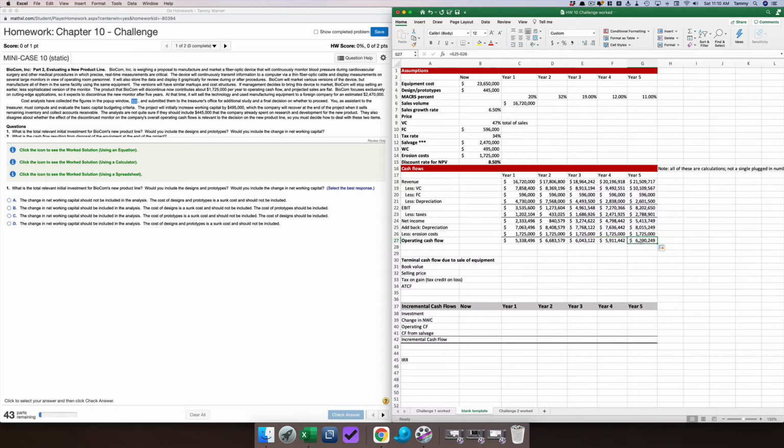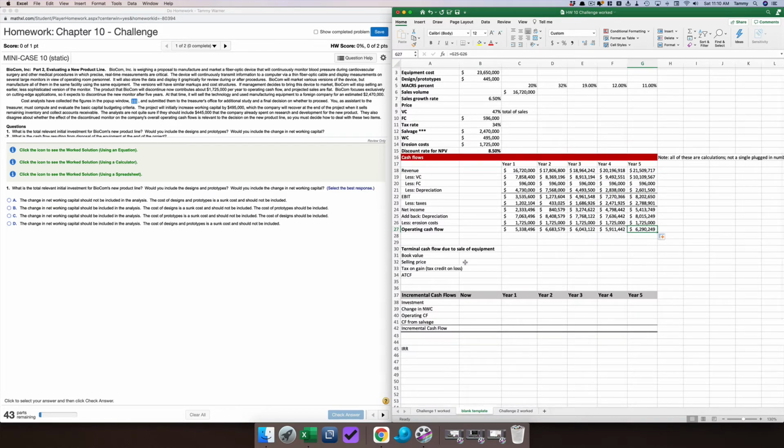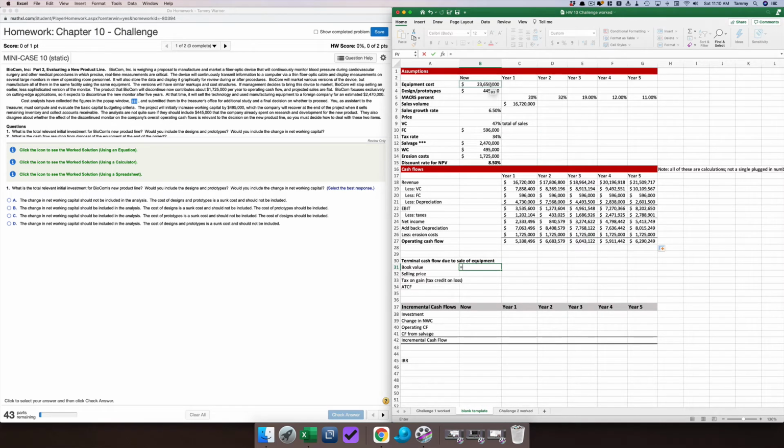Okay. Now, next challenge. We've got to figure out our terminal cash flow due to the sale of the equipment. If you remember, the way that you calculate that is you look at the book value, which is the purchase price minus the sum of all the depreciation. So let's get that one figured out. Our equipment cost was $23,650, and we are going to add up all of our depreciation expenses here. There we go. 1.419 million. We're going to sell it for 2.47 million.